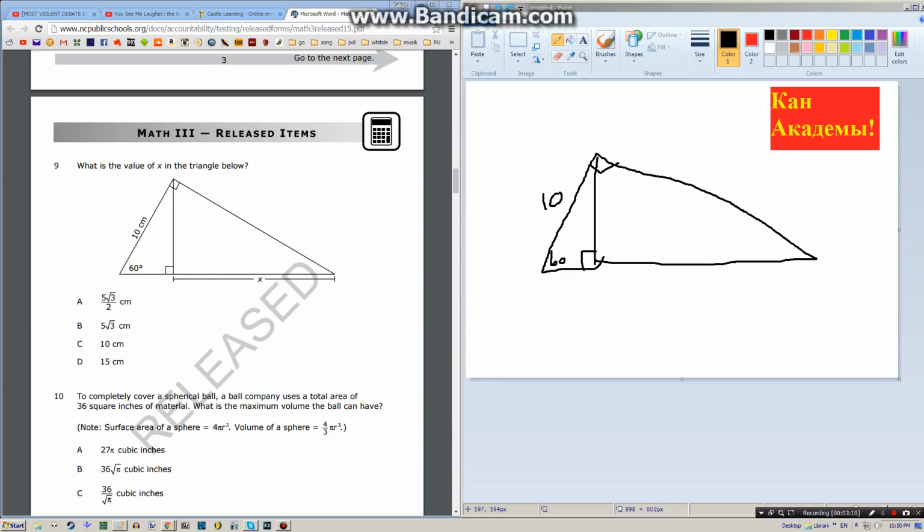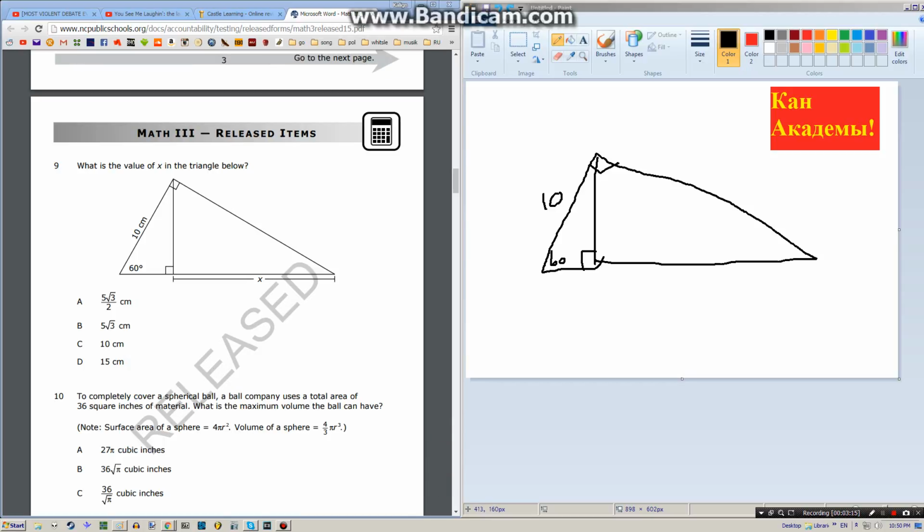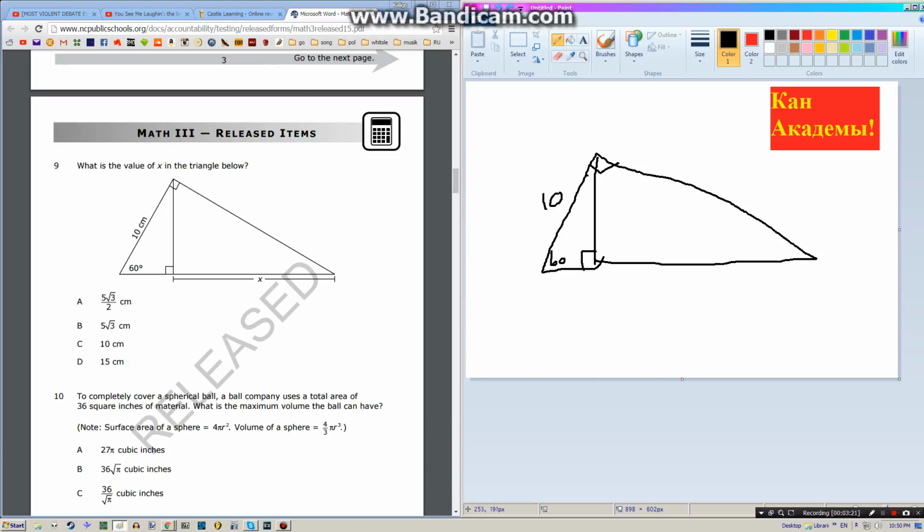Alright, Khan Academy, back in business. Number 9. This one's fun because it's geometry and you can draw most of it. So, value of x. Here's what we got. Since that's 60, that's 90, we know this is 30. We know the rules for the 30, 60, 90. This is going to be 5. This is going to be 5 square root 3.